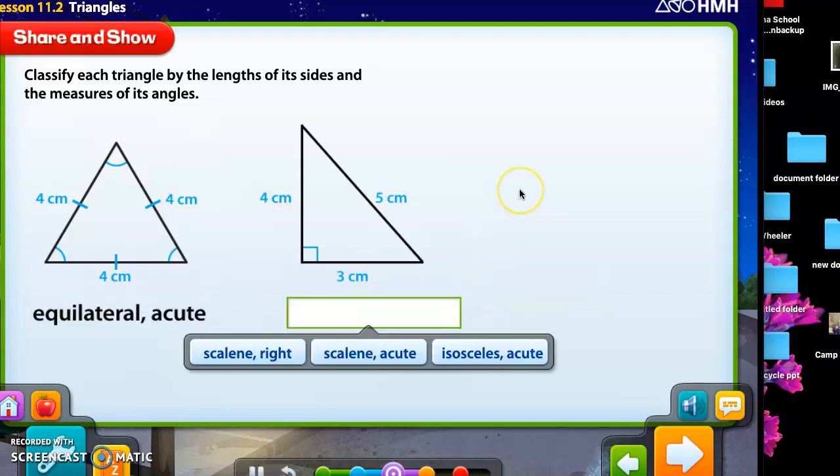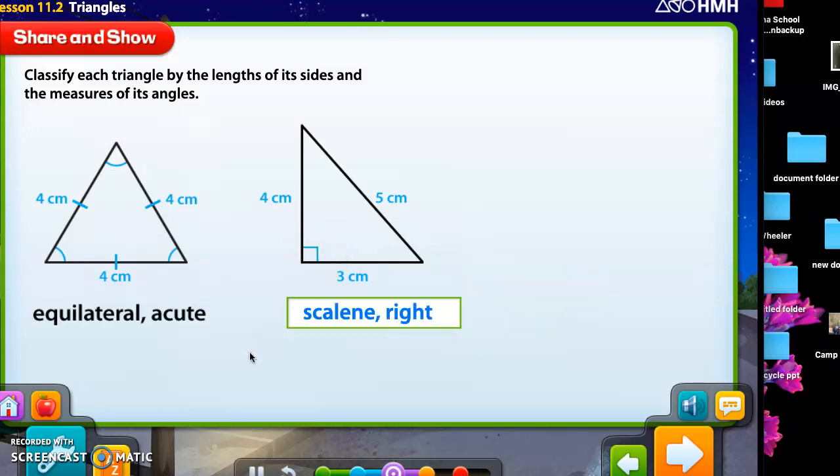Let's try another problem. How would you classify this triangle? Okay, on this one, none of the sides are the same. That makes it a scalene triangle. And because it does have one right angle, a right angle is always marked with a box, showing that it's a corner. It is a right triangle, so therefore it is a scalene right triangle. That's right. This is a scalene right triangle.